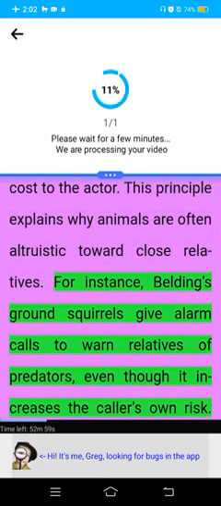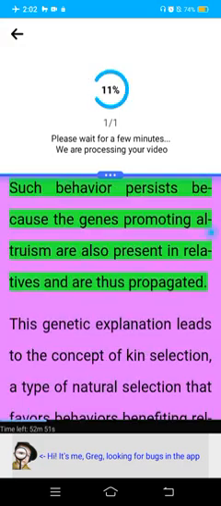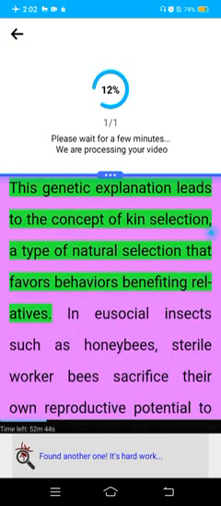For instance, Belding's ground squirrels give alarm calls to warn relatives of predators, even though it increases the caller's own risk. Such behavior persists because the genes promoting altruism are also present in relatives and are thus propagated. This genetic explanation leads to the concept of kin selection, a type of natural selection that favors behaviors benefiting relatives.